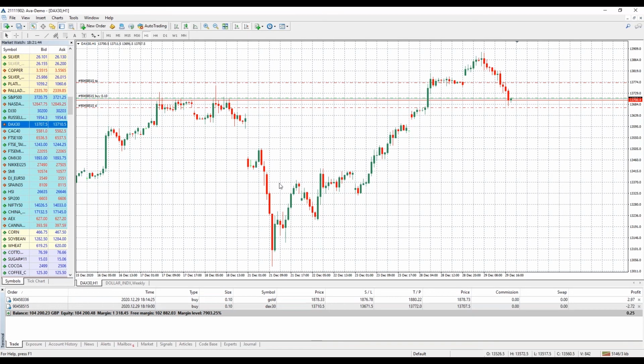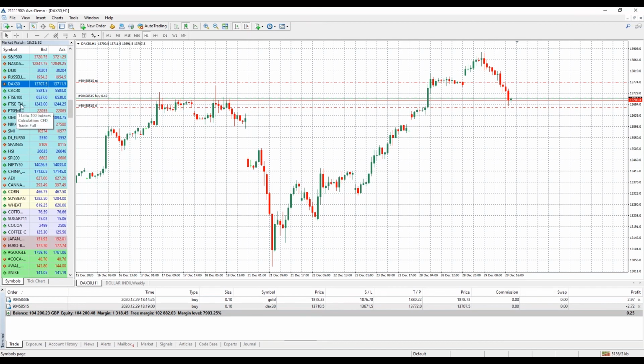So let's move on. And if anyone has a request for an asset to look at, I'm happy to do that. Maybe we'll look at another European indice. Let's look at the FTSE.